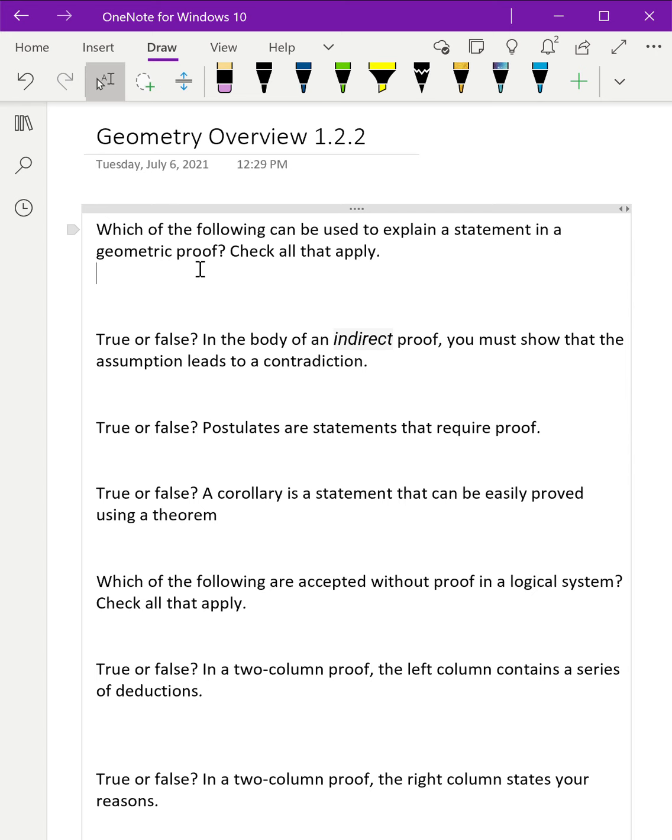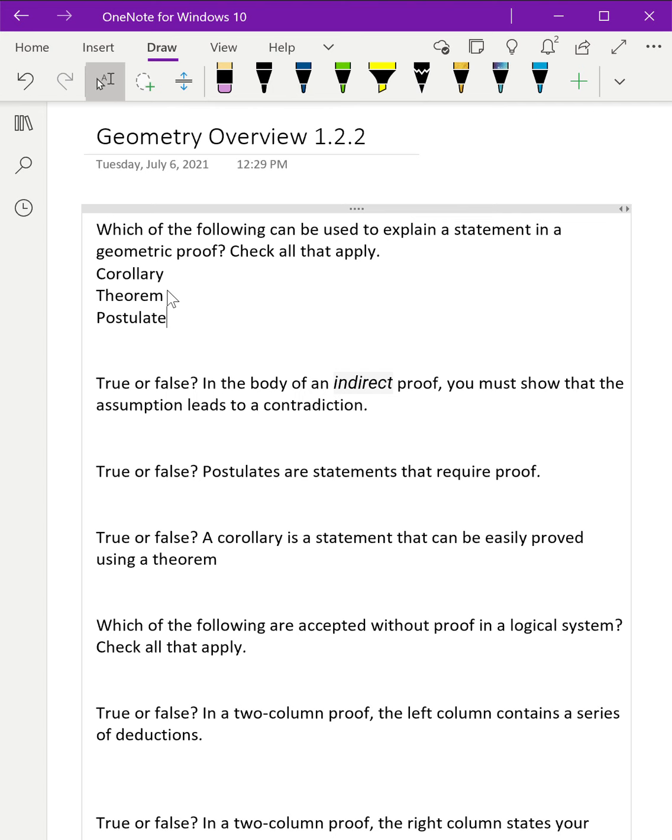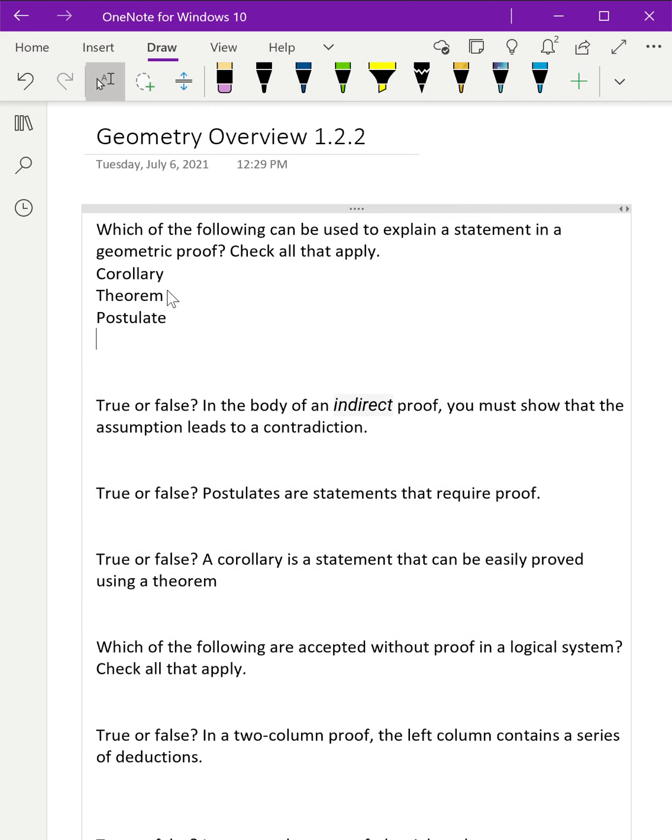For your explanations, you could use things like corollaries. They are kind of like a simple theorem, a little shorter. They don't require a proof. We can use a full-on theorem. So if we have a theorem, vertical angles are congruent, and we've proven that, we can use it. We can use any type of postulate. Postulates, again, are statements that you might be given that don't need to be proven. And we can also use any type of definition.